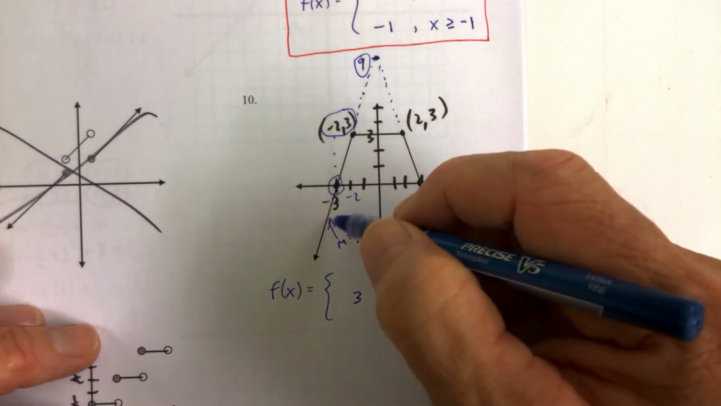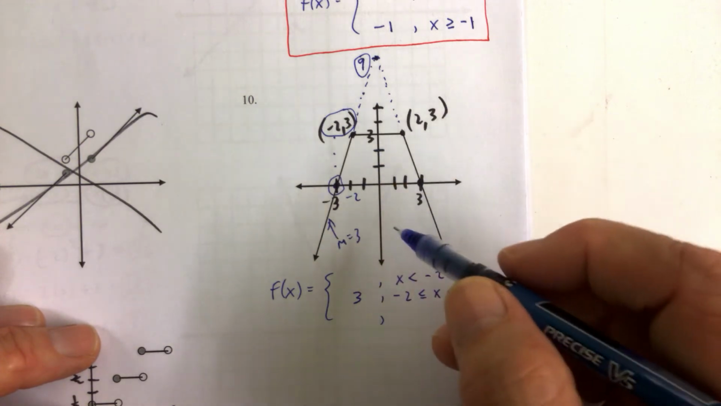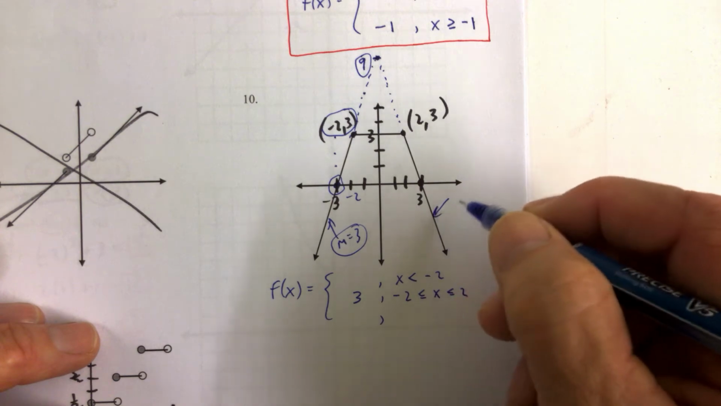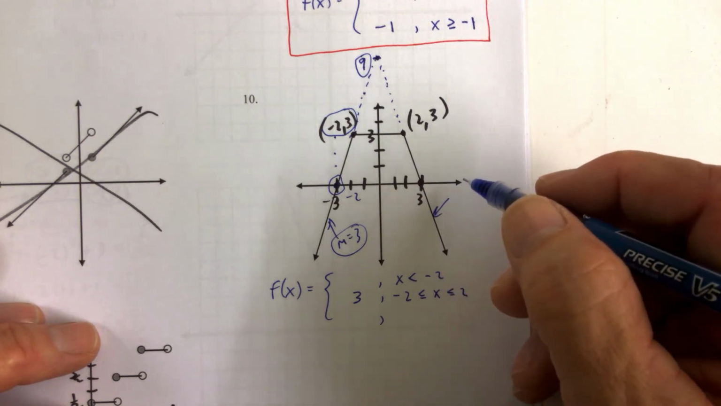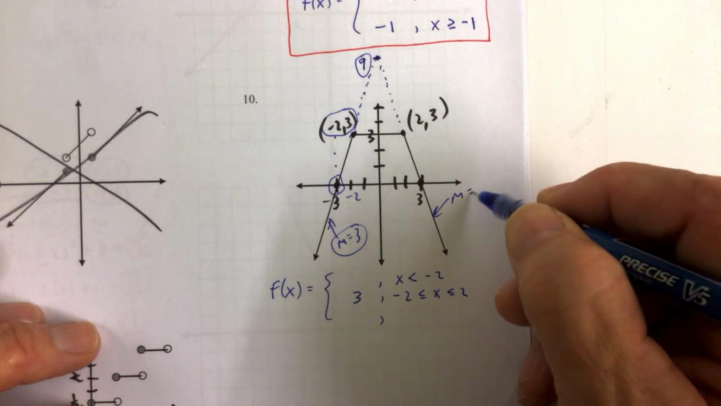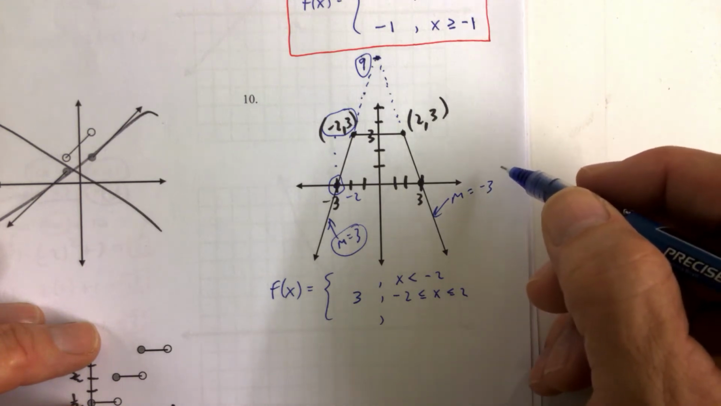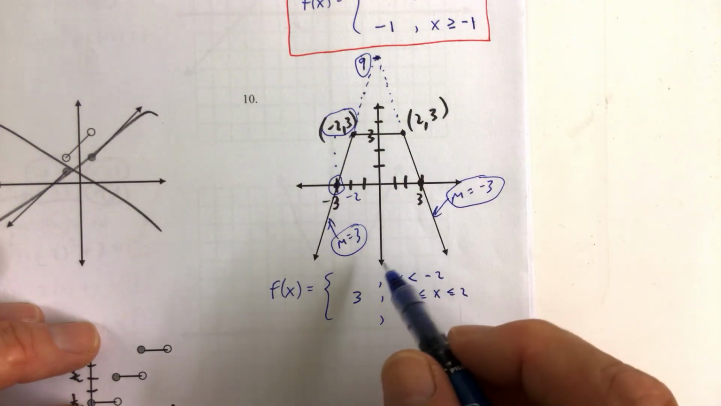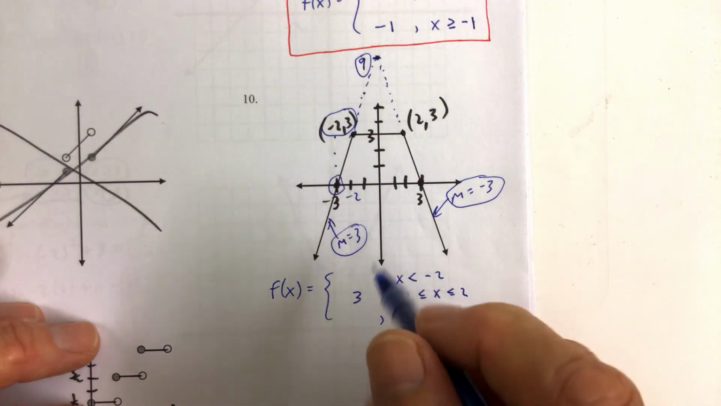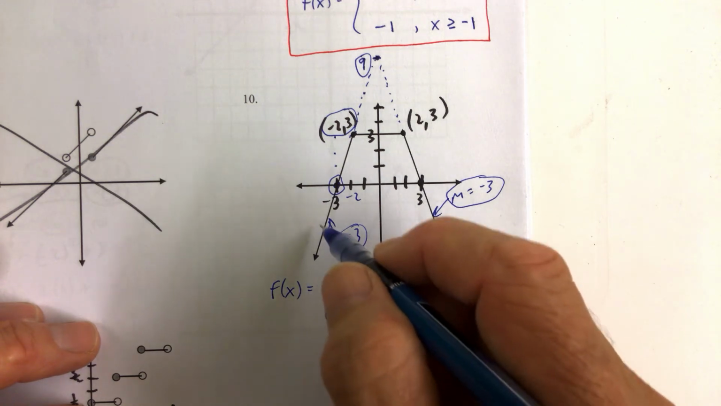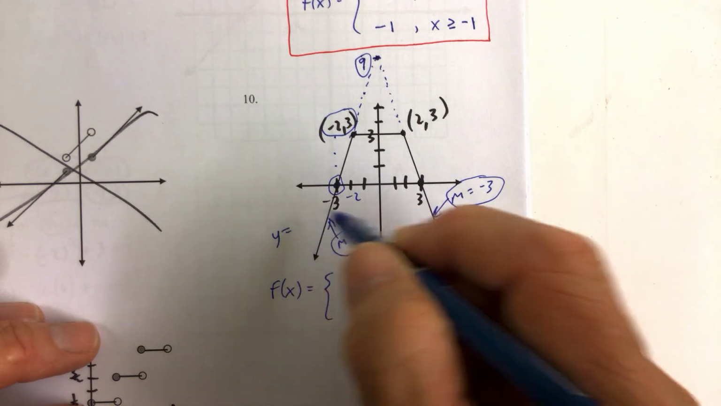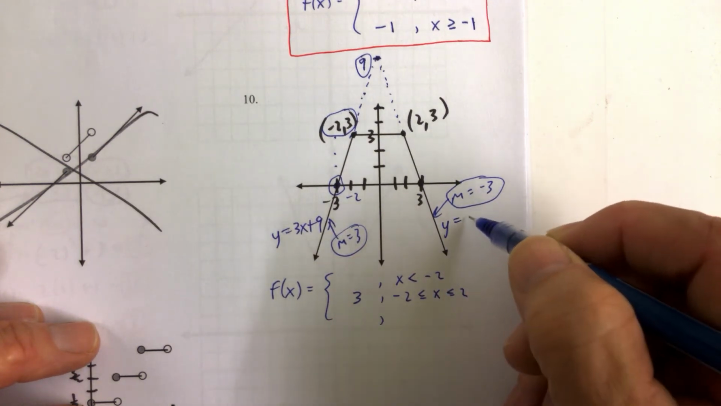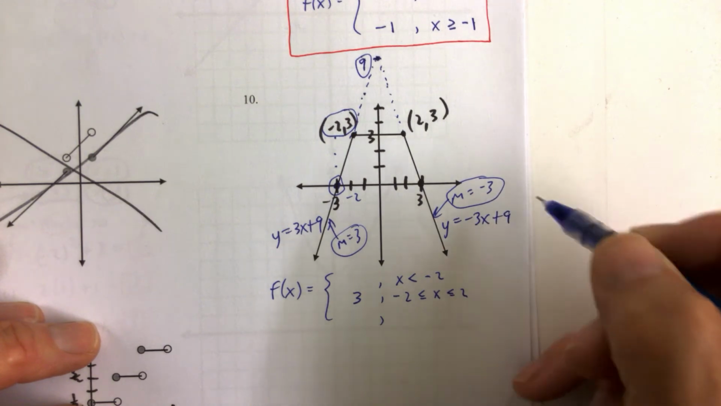The line defined to the left of -2 has a slope of 3. And this line here to the right of positive 2 has a slope of -3. Okay, so it's pretty easy once you get the slope and the y-intercept, because that's how a line is defined in slope-intercept form. So the first piece would have an equation, y equals 3x plus 9, and this piece would have an equation, y equals -3x plus 9.